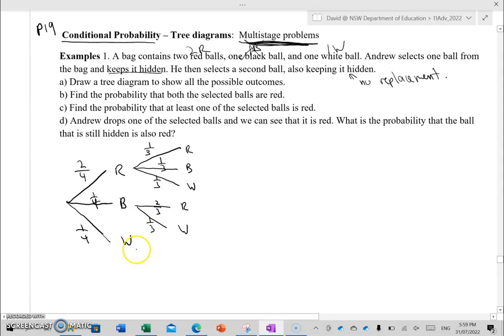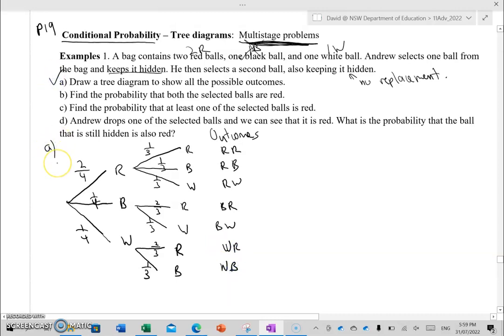Or if I selected the white ball to begin with, I now have no more white balls. I've got 2 red balls and 1 black. So red and black. So 2 out of 3 would be red and 1 out of 3 would be black. Okay, I'll just write down the outcomes at the end. So we've got red red, red black, red white, black red, black white, white red, and white black. That's part A done.